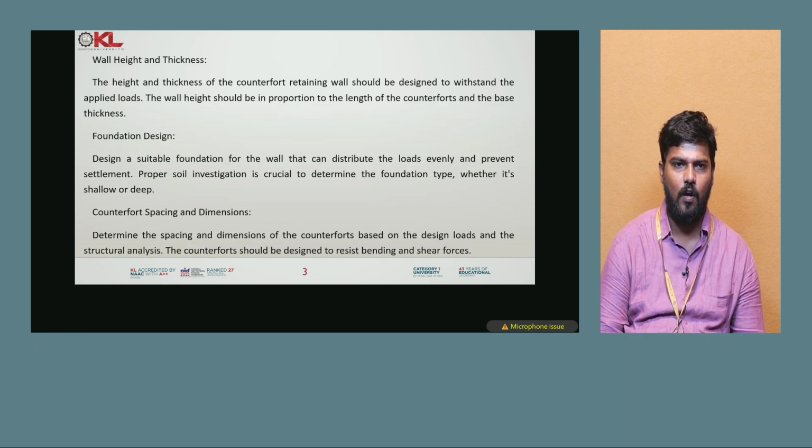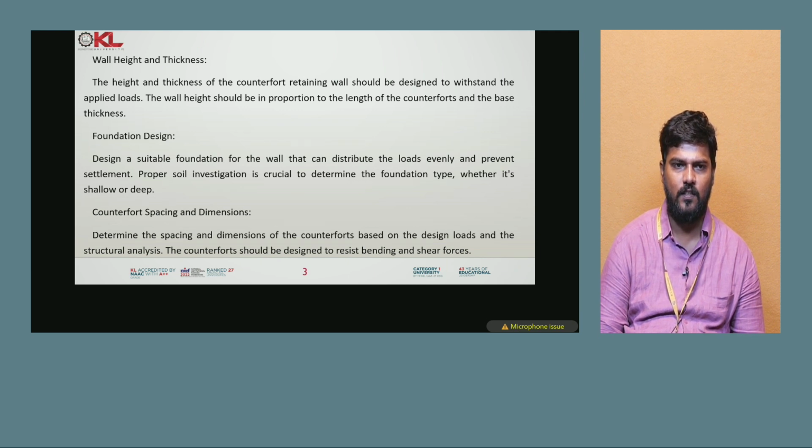Next one, wall height and thickness. The height and thickness of the counterfort retaining wall should be designed to withstand the applied loads. The wall height should be in proportion to the length of the counterforts and the base thickness.